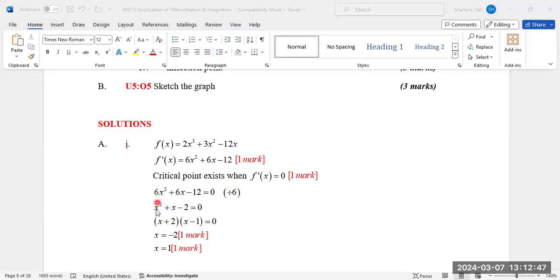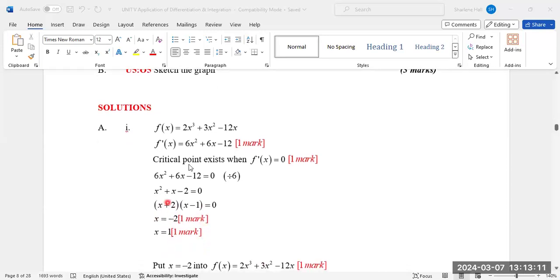So I'm going to end up now with x squared plus x minus 2, and then I'm factorizing this. When I factorize x squared plus x minus 2, I'm going to get x plus 2 times x minus 1. So therefore, x is going to be equal to either -2 or +1.